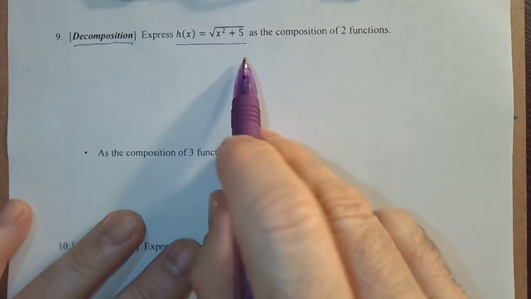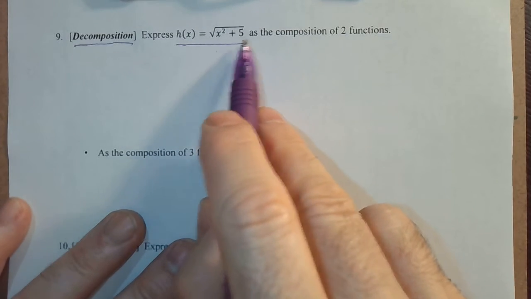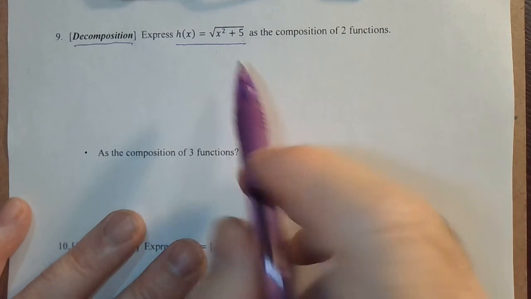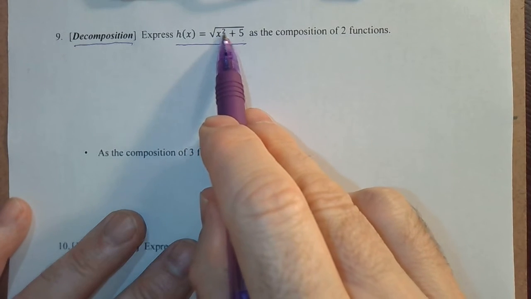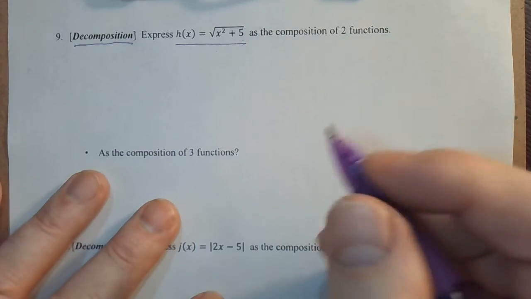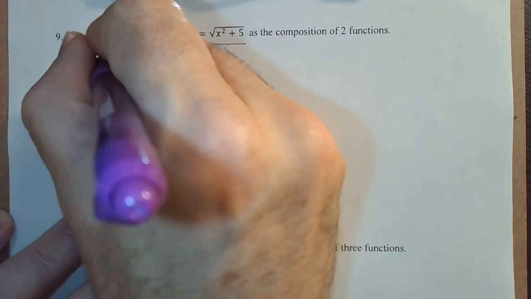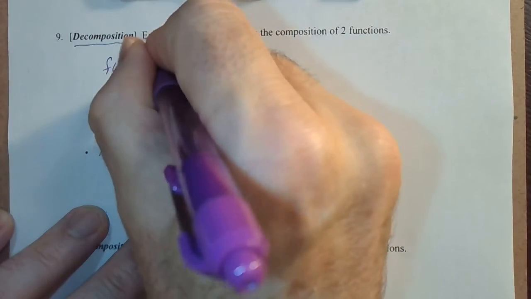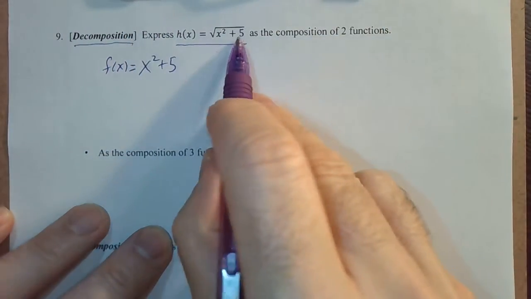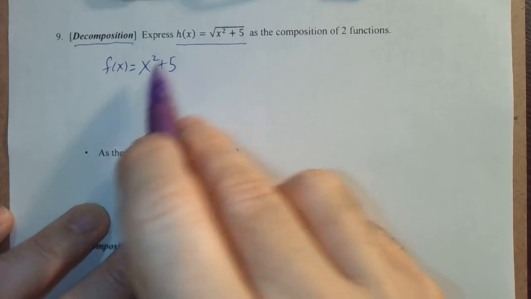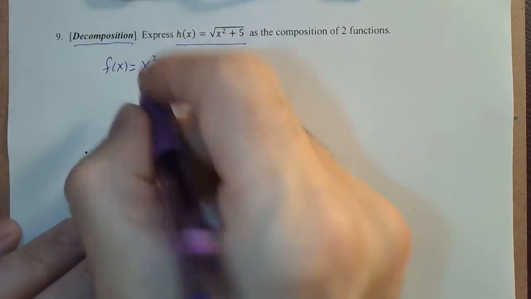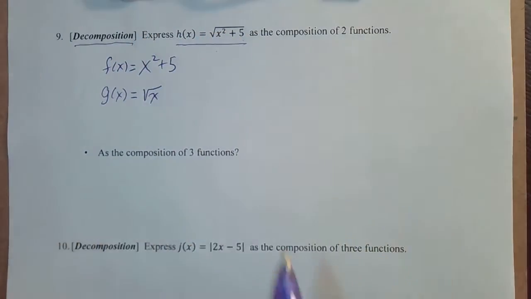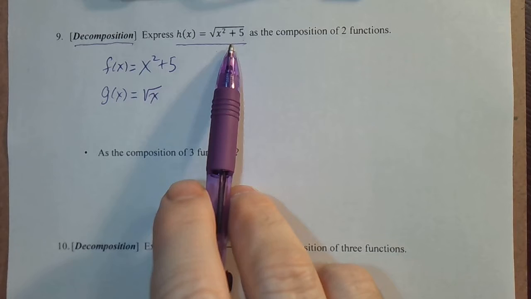Well, we need a function, since we're going to use only two functions. One of them has to take the square root of something, and the other one would have to be something like x squared plus 5. So I will use the letters, say, f of x equals x squared plus 5. So that takes care of under the radical. And then I'll say maybe g of x equals radical x. That's really all we need to do.